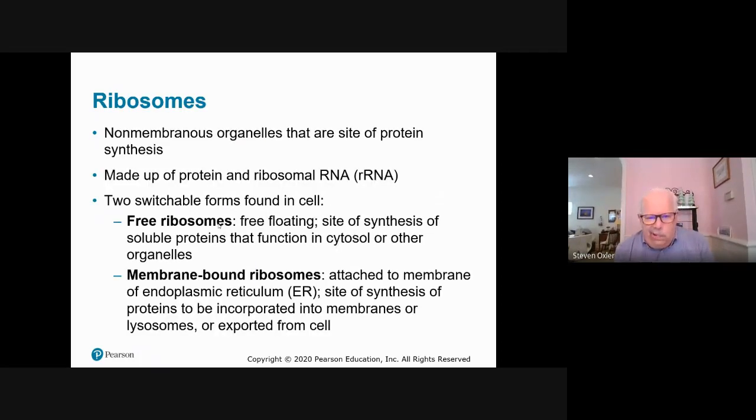Ribosomes. Ribosomes are also organelles inside of the cytoplasm, but they are the site of protein synthesis. The function of the ribosomes is to make protein. You don't have to know the two types, that's not important. But when you hear the word ribosome, think you're making proteins.